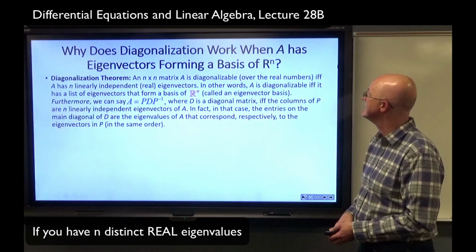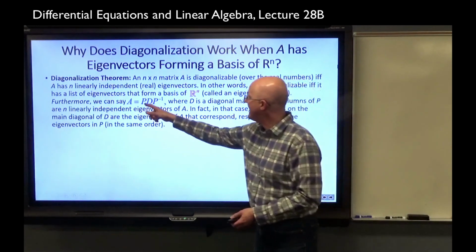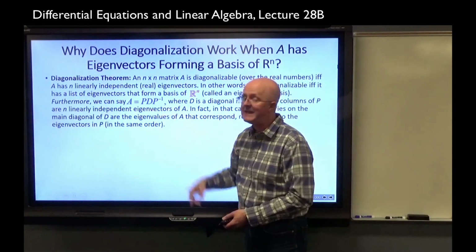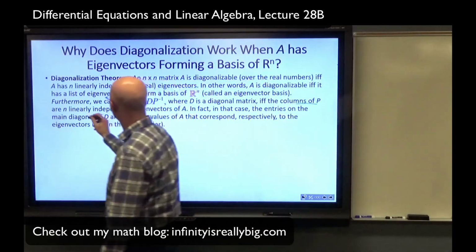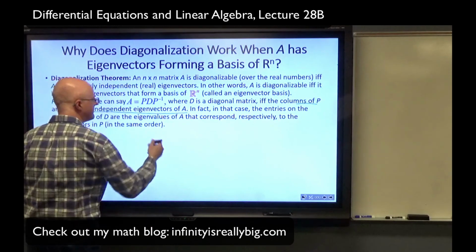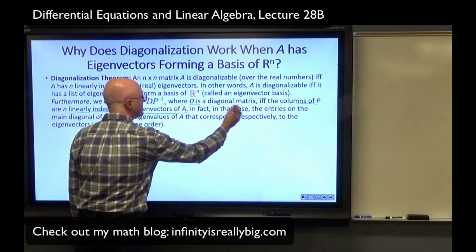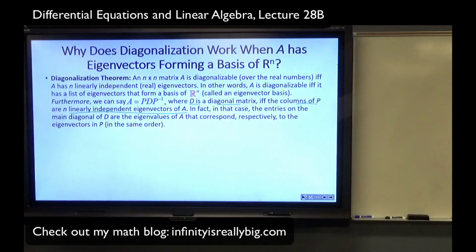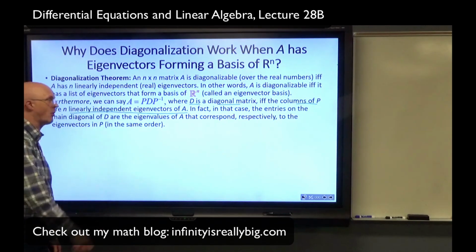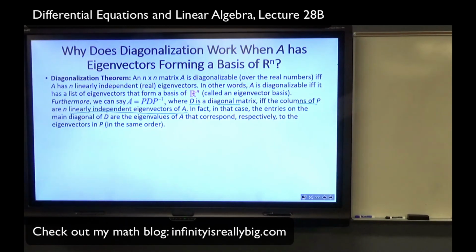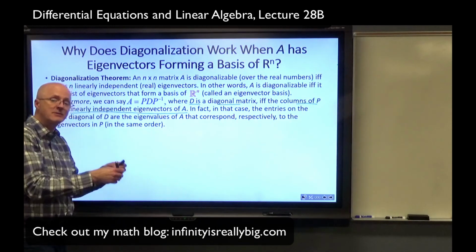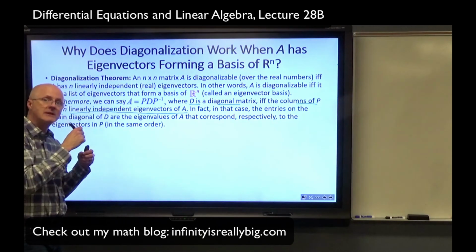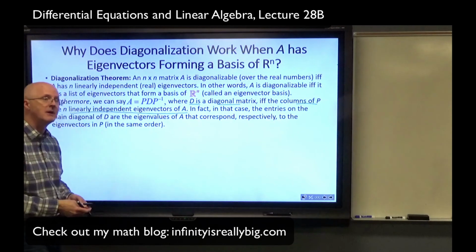Furthermore, we can say that A equals P D P inverse, where the columns of P are the n linearly independent eigenvectors of A that we found. D is a diagonal matrix, and in fact the entries on the main diagonal of D are exactly the eigenvalues of A that correspond in the same order to the eigenvectors in the columns of P. So if the first column of P is V1, and that's an eigenvector for the eigenvalue lambda 1, lambda 1 needs to go in the upper left corner in the first column of D.